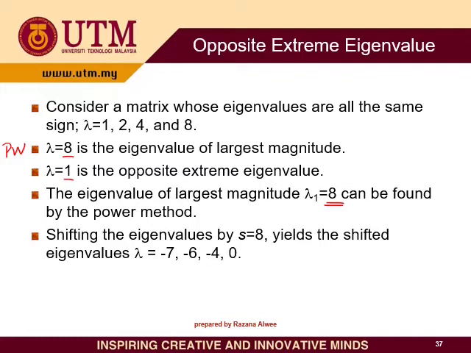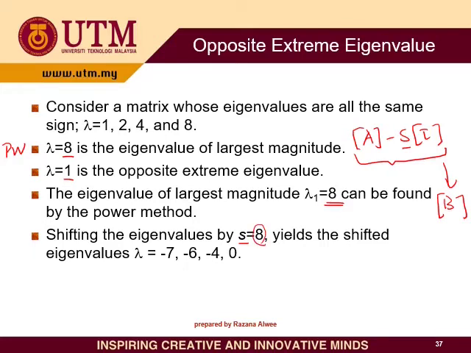So the shifting here, when we do the shifting of the eigenvalues by, let's say, 8, let's say the S here is the scalar, remember what we have done before, the equation A minus SI, right? When we have done this equation, we will get our shifted matrix B. We call it shifted matrix B. This is after the shifting here. So let's say our S here is 8.